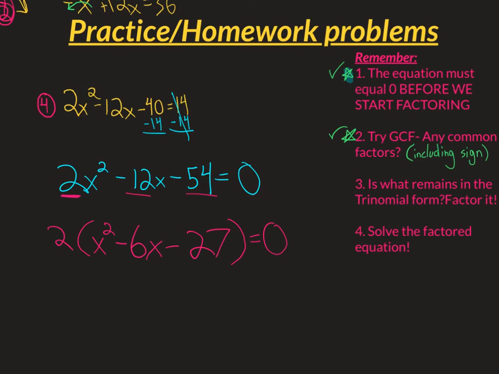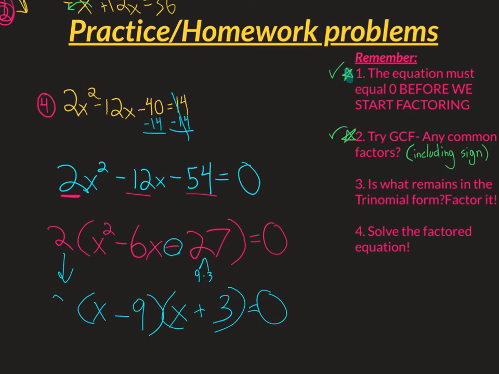Now I'm going to see if I can also trinomial factor the inside. The goal is always to try and break down that x squared into just x. Once we do that, then we can finish and solve. We really got to break down those x squareds. That's always our goal. So 27, I'm thinking 9 and 3. And yes, if I make mixed signs and make the 9 negative, that will add to the negative 6 and multiply to the negative 27. So there we go.